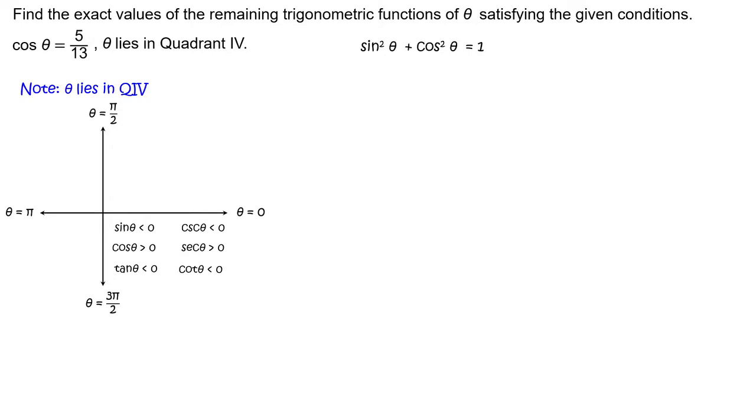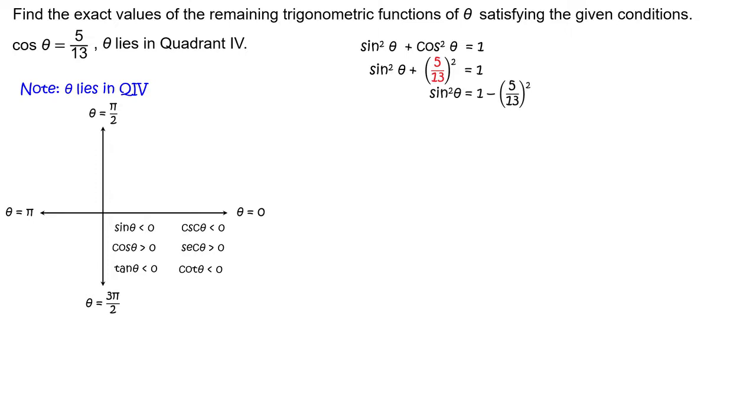First, write the Pythagorean identity. Sine squared of theta plus cosine squared of theta equals 1. Next, substitute 5/13 for cosine of theta. Sine squared of theta plus (5/13) squared equals 1.